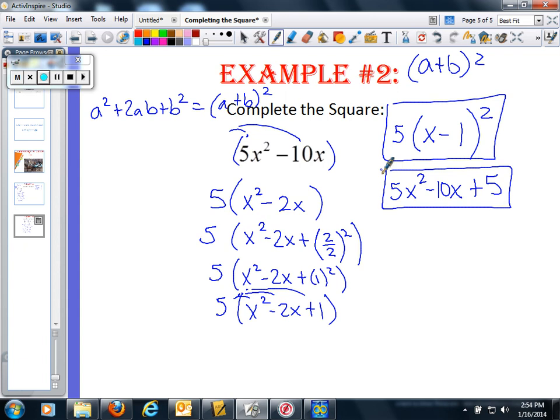Okay? That is the general idea behind completing the square. Tomorrow when you guys come in, I'm just going to give you some of these problems for a worksheet, and you're just going to be doing this, okay? You're not going to really be doing anything else.